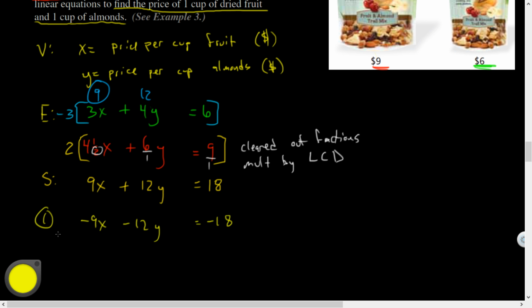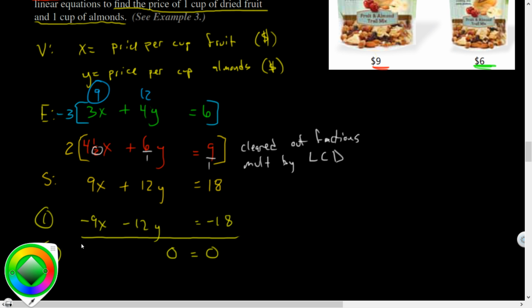So step 1, done. Step 2, what happens when I add these together? Everything became opposite. 9x and negative 9x is 0. 12y and negative 12y is 0. 0 plus 0 is 0. And 18 and negative 18 is 0. Well, but in the sense of infinitely many solutions, right? Because this is a true statement, there will be infinitely many.